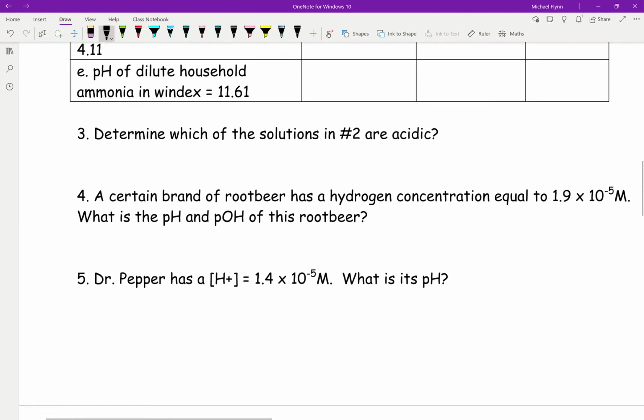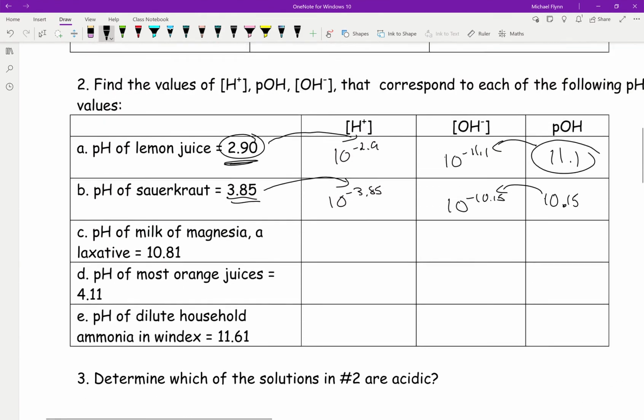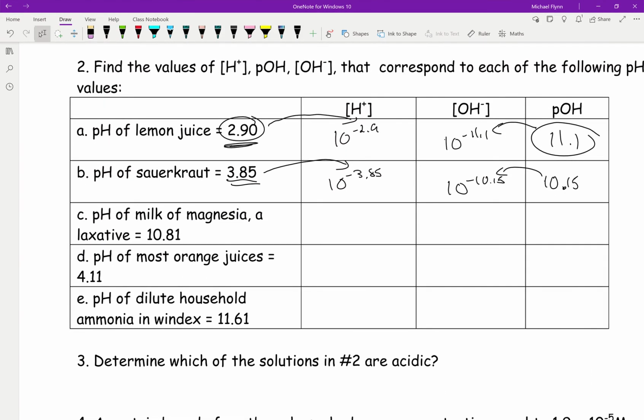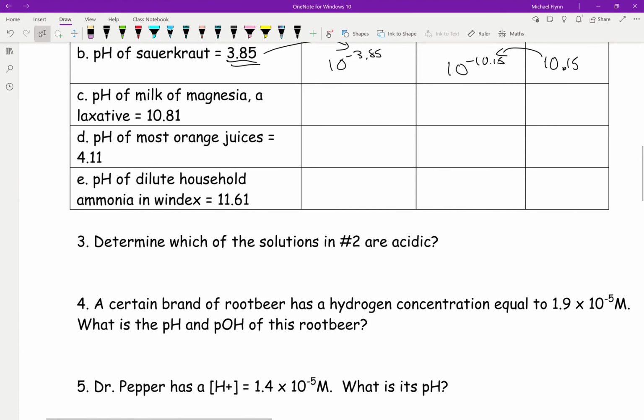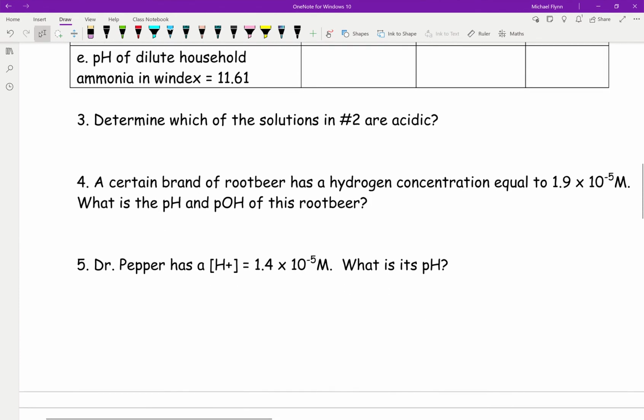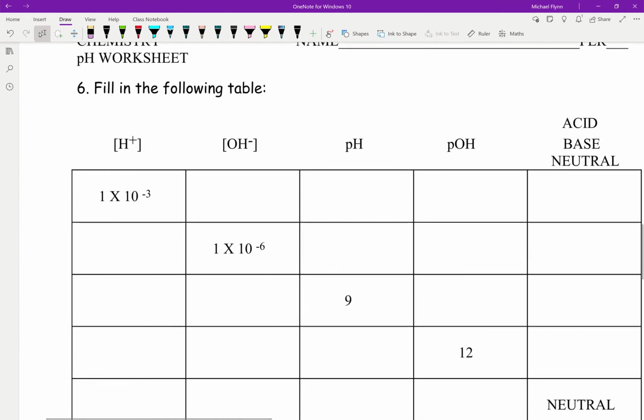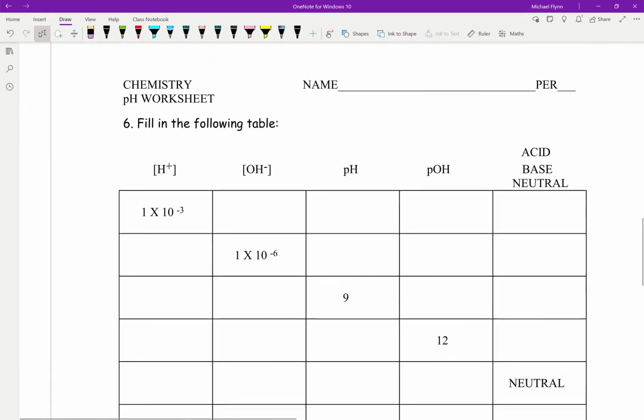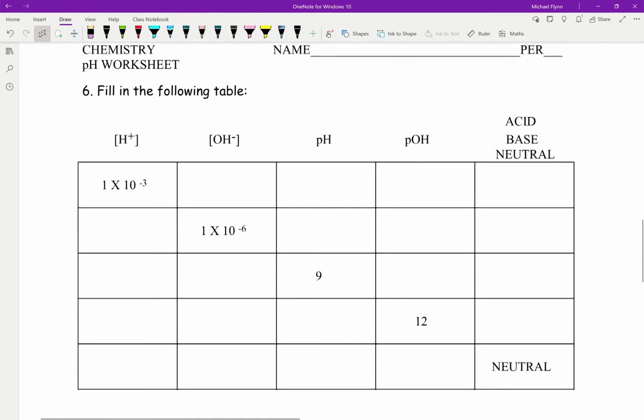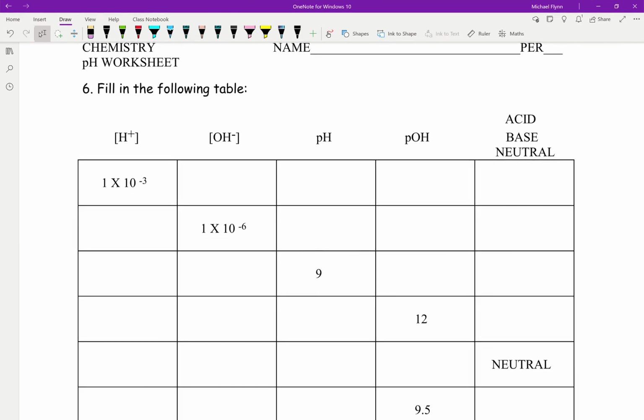Okay, now which of the solutions are acidic? Well, the ones that have a pH of less than 7 are acidic, right? So that's it. A certain brand of root beer has a certain concentration. I'm going to let you do the rest of that, okay? And I'm just going to do some of the table on page 2. So let's look at page 2 here for a second.